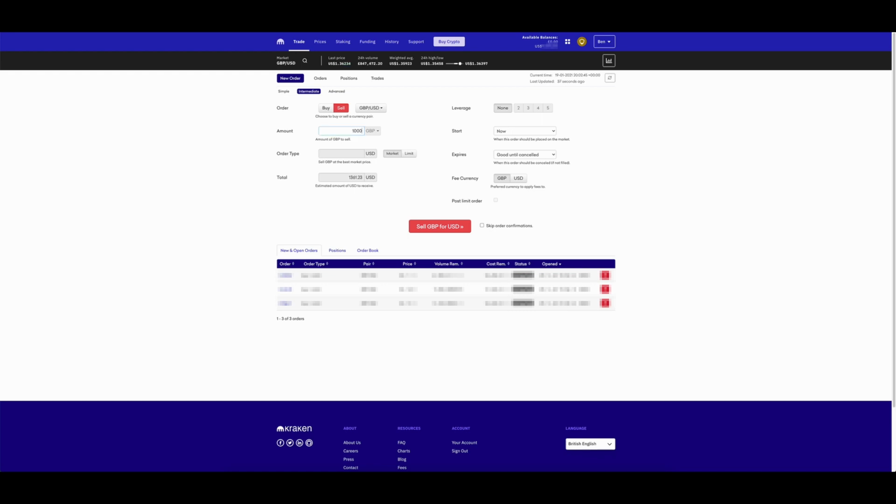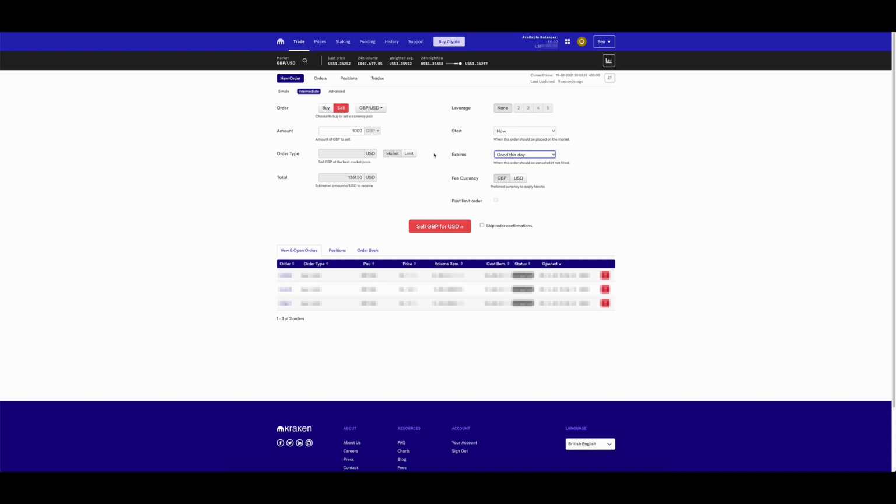So say it's £1,000 will get you 1,361 US dollars. You want no leverage. You're not trading this, you don't want to borrow anything, so none. You want to start it immediately and expire good until cancelled. There's different ways of doing it here. So if you click this and it didn't get filled on a limit, the order automatically cancels at the end of the day. You've got to reset it up, but this is going to execute immediately.